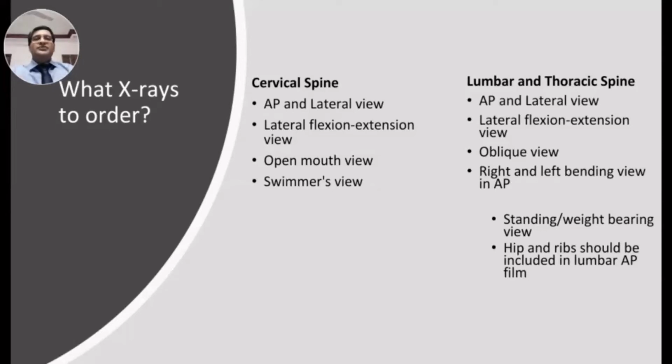Open mouth view or swimmer's view is also important in craniocervical and cervicothoracic pathologies respectively. In the lumbar spine, oblique films to identify foraminal pathologies and bending films for scoliotic conditions are also helpful. Standing and weight-bearing X-rays are more helpful than supine films.